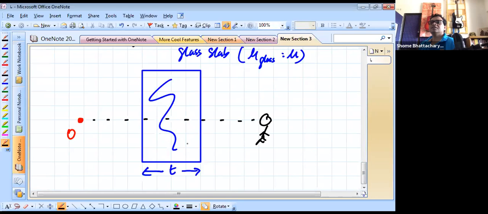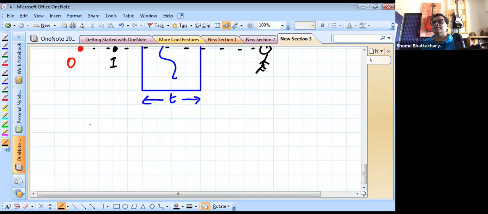So there's a direct result that comes over here, that if he observes the object to be somewhere here, to him the object's image will be over here. Then there is a direct formula for this shift. The object shifts by a lateral amount of delta x. So the formula is that delta x is equal to this thickness into (1 minus 1 by mu).